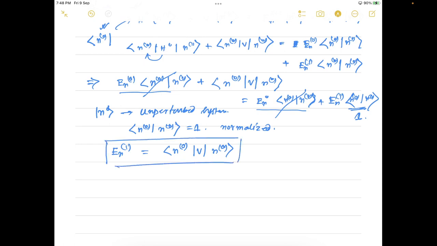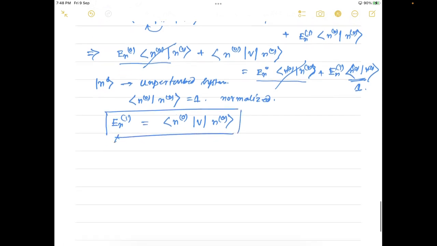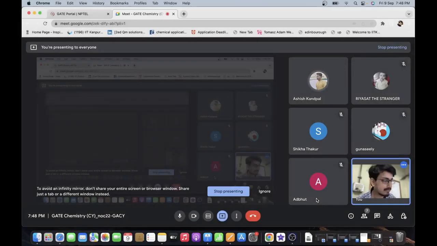This is the expression we want, because En1 is the first order correction due to perturbation. Why first order? Because it is lambda power 1. So this is the first order correction due to perturbation, which is the expectation value of the perturbation term with respect to the zeroth order unperturbed eigenfunction, right? So is it okay up to this? Yes. Okay.